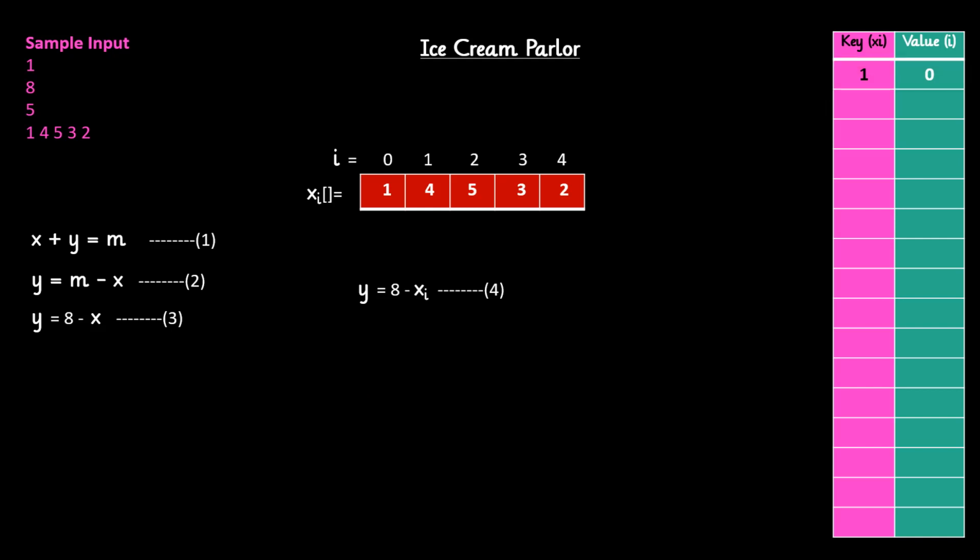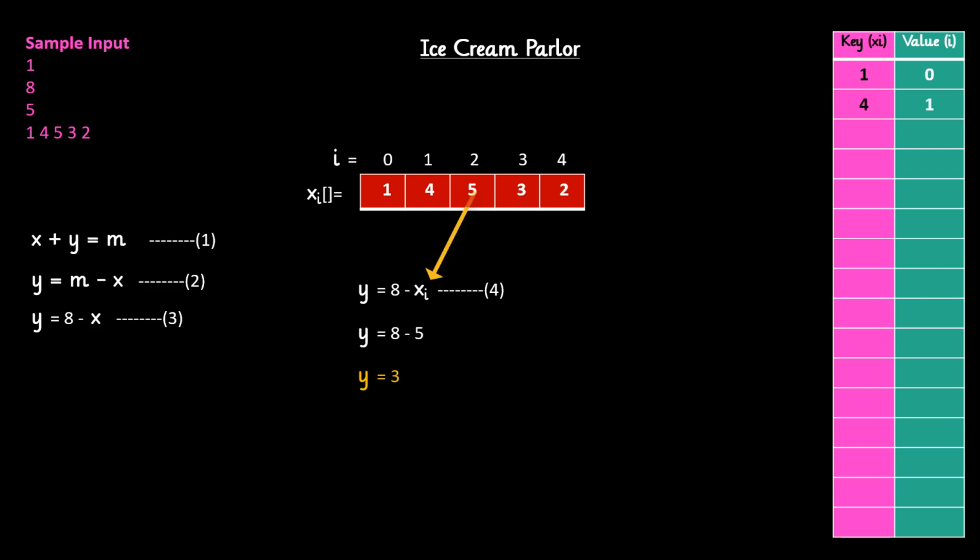Let's move on to the next element. If you take the xi value as 4, then y equals 4. So we'll see whether y equals 4 exists inside the map or not. Here we can clearly see y equals 4 does not exist. So we'll store xi and i inside this map. For this element, xi is 4 and the index is 1. Let's move on to the third element.